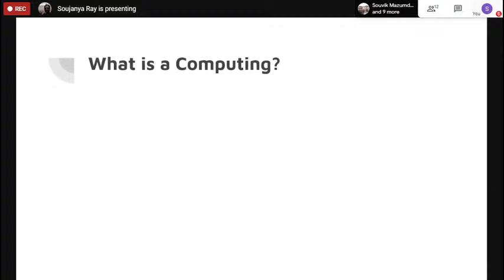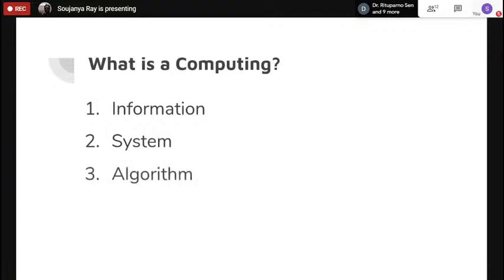So the bare bones of computers starts with the information that you want to process. So the information is the first part. The second thing is the system. So you put information into the system, and the third thing is the algorithm. Now the system is run by the algorithm. So the information comes into the system, and there is an algorithm that runs on the information, that does something with the information, and finally you have the result.